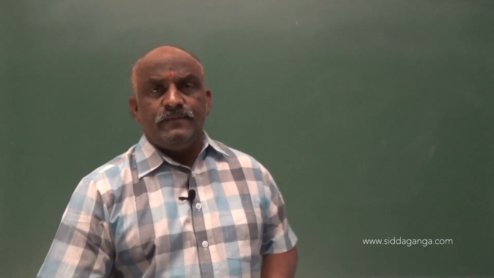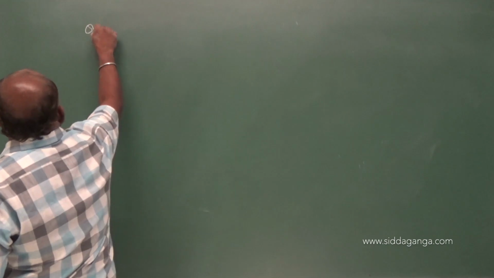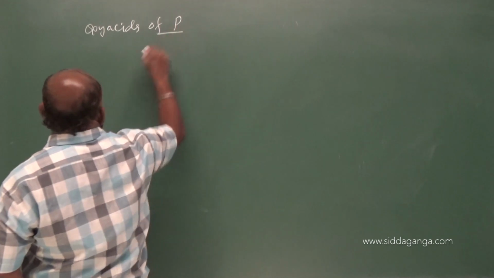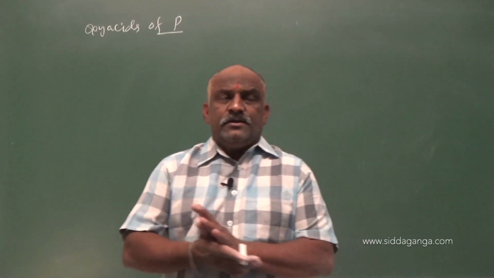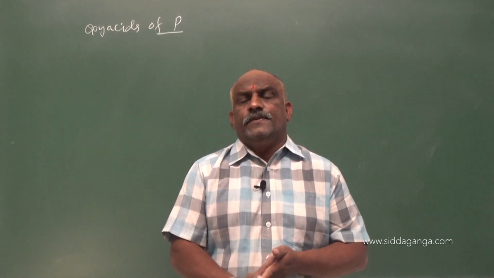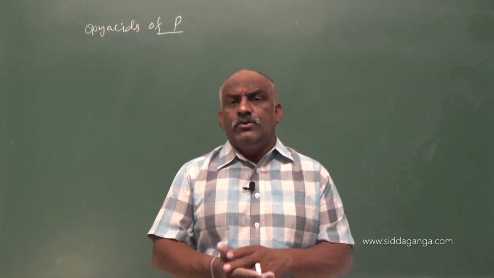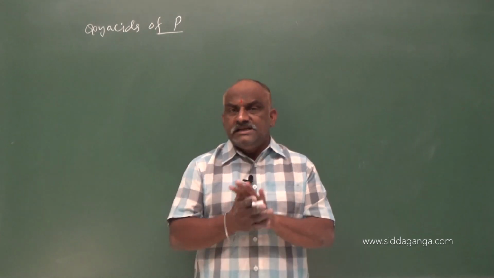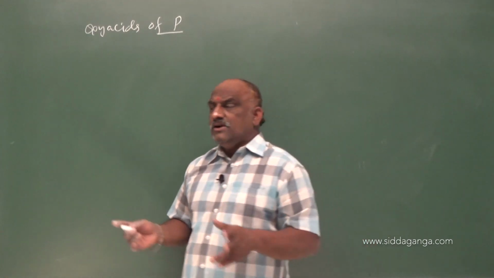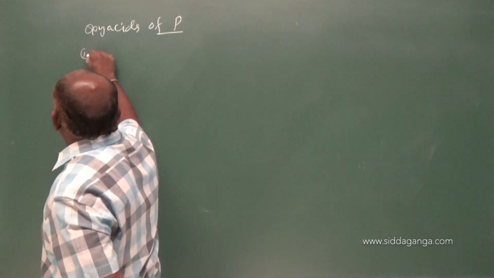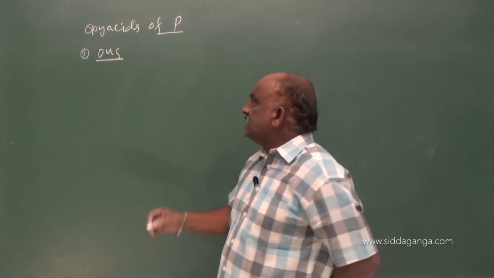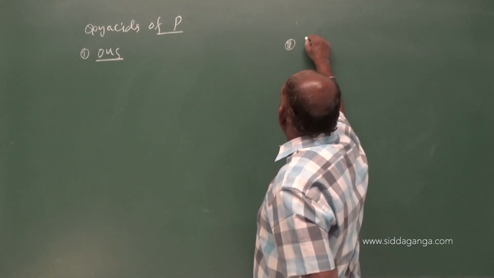Make a note, my dear students. So the last one is oxyacids of phosphorus. Phosphorus forms 2 oxyacid series. Two series of oxyacids: one is the ous series, and the second one is the ic series.